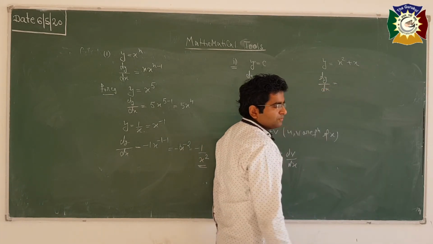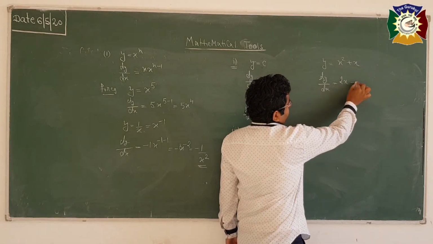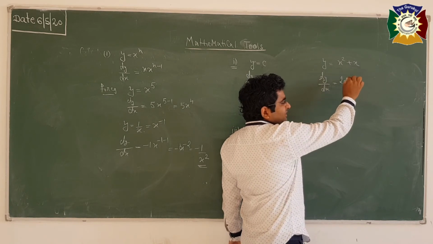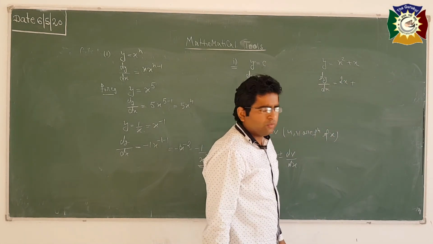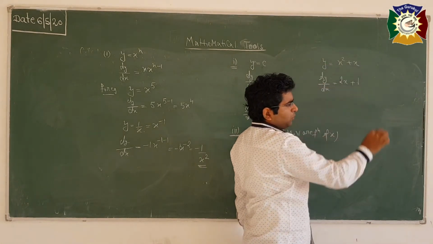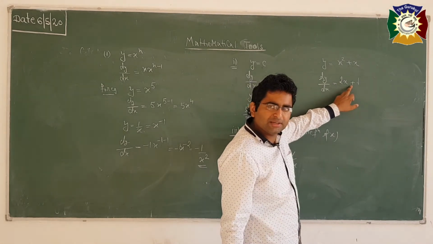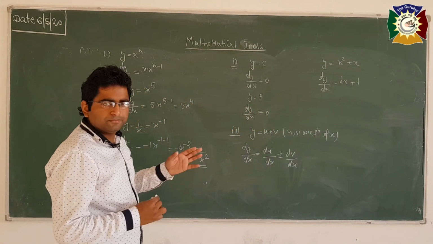will be equal to x square derivative 2x plus x derivative 1, the power comes ahead, x to the power 1 minus 1, x to the power 0, and x to the power 0 is 1, so it will become 1. If there is negative sign, then we will apply negative sign here. Clear?